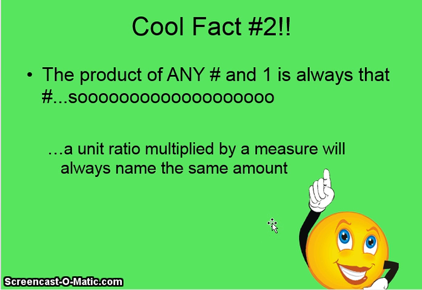Since the product of any number and 1 is always that number, a unit ratio multiplied by a measurement will always name the same amount. Now what that means is when you multiply a measurement by a conversion factor, your answer will be the same amount, but it will be in a different unit.